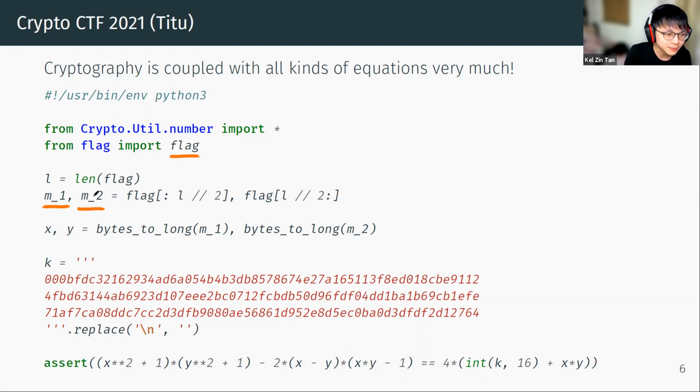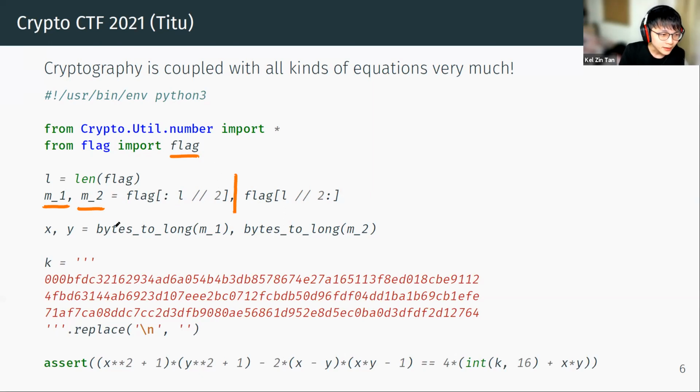So this part, the flag is split into two parts by half. Then you convert the string into integers, and the question gives you a text string. The next thing is this assertion. Basically it says that x to the power of 2 plus 1, this whole thing, holds. And just by knowing this, they want you to find the flag.